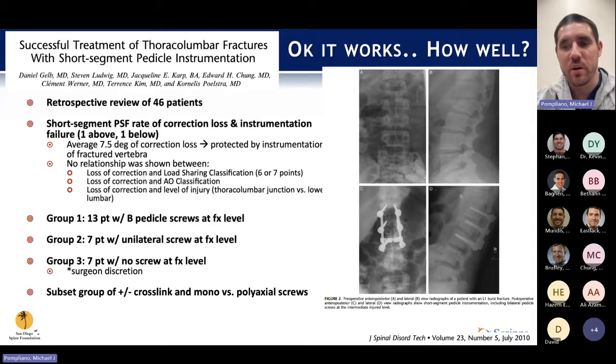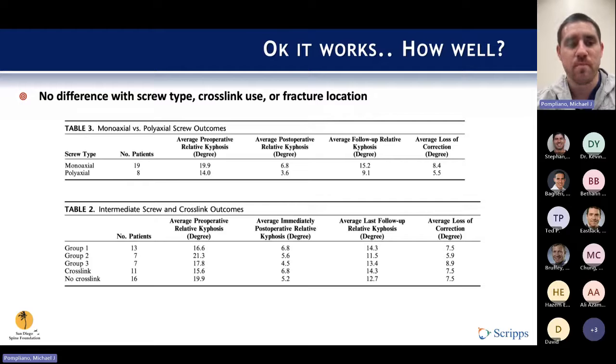So you can see in their x-rays there, they do put pedicle screws on bilaterally, if possible, into the fractured vertebrae, which is not always possible, obviously. And they had no relationship shown between load sharing classification, AO classification, or loss of correction and the level of injury. In group 1, 2, and 3, they had either bilateral pedicle screws, unilateral pedicle screws, or no pedicle screws at the fracture level, again, based on surgeon discretion. And then they had a subset group looking at the presence of a crosslink as well as mono versus polyaxial screws. Essentially, they found no difference in the vast majority of those, and no difference in screw type, no difference in the use or not of crosslink devices, as well as no difference in fracture location.